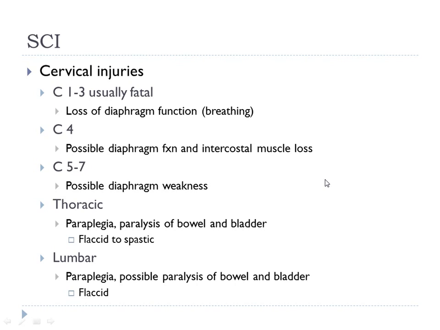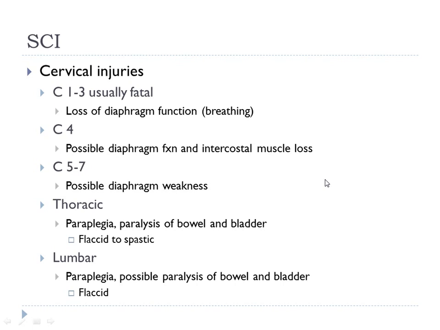C4, not as fatal, but still you have severe impairment of the muscles in the upper body. So therefore, there will be respiratory compromise. C4, 5 through 7, the lower C-spine, has lower risk of having respiratory complications. So basically, if C1, which probably would never live, but basically if they have a C1 through 4 injury, this person probably will be on a vent long term. The person with 5 through 7 may be able to come off of the vent long term.